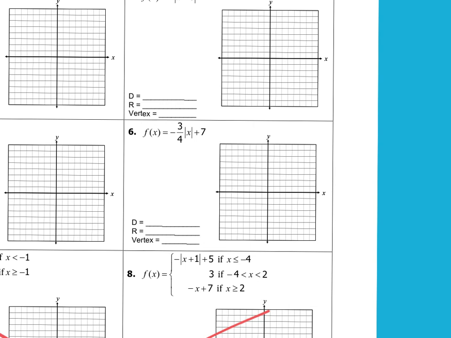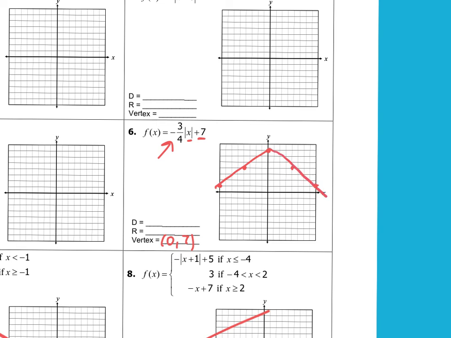So first off, I want to find my vertex. Do I have an h here? I don't have anything written in that absolute value next to that x. So my x is just going to be 0. And then my k is going to be 7, right? Because I've got the 7 written out here. So plot that point, 0, 7. And then my slope is -3/4. So down 3, right 4, down 3, right 4. The opposite is down 3, left 4, down 3, left 4. Draw the line.